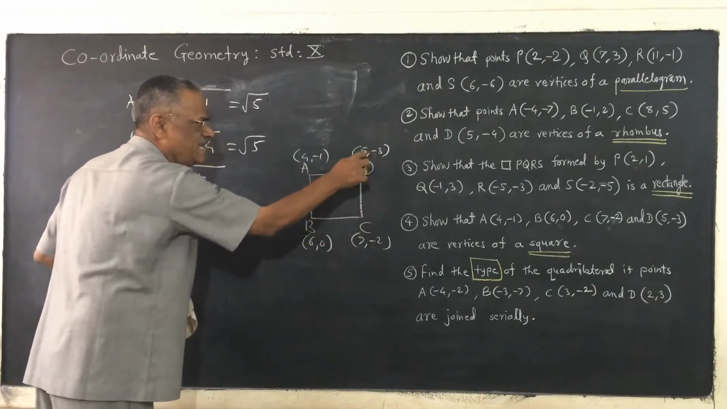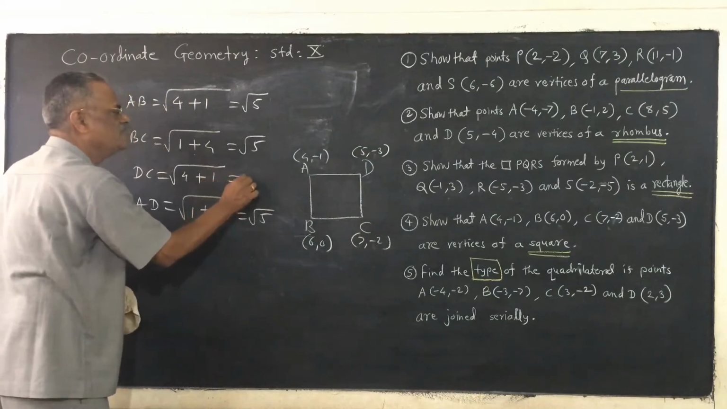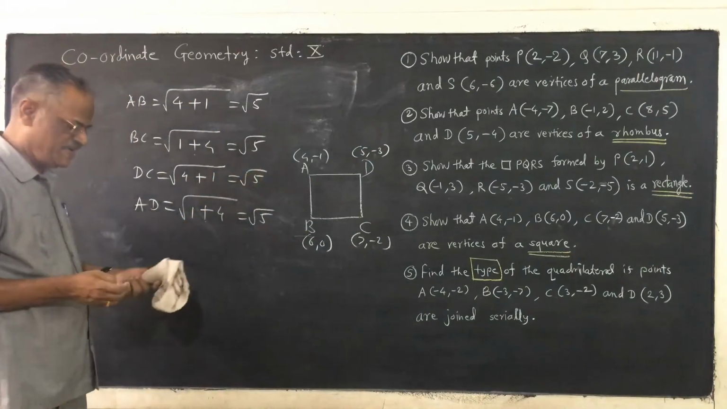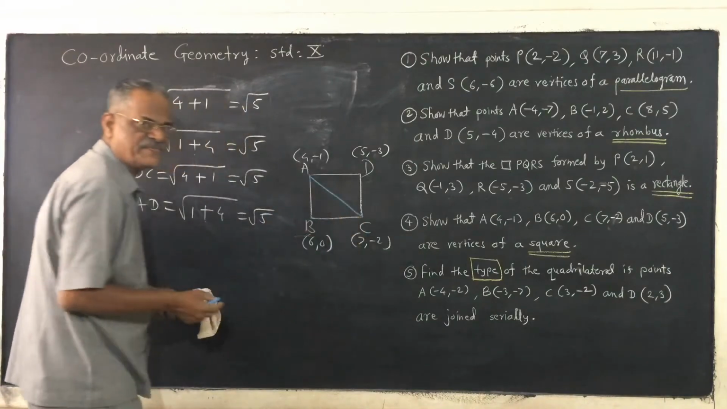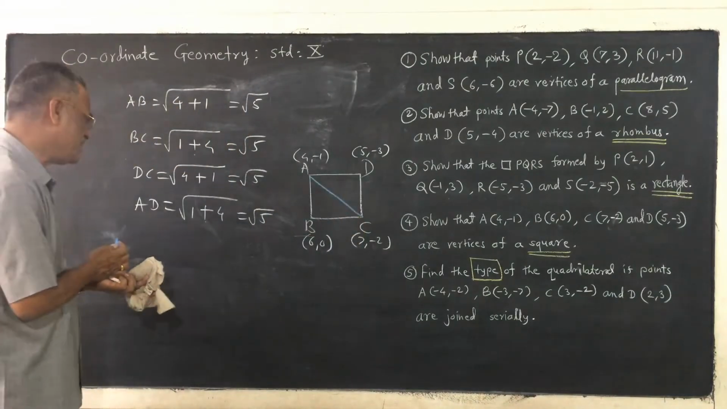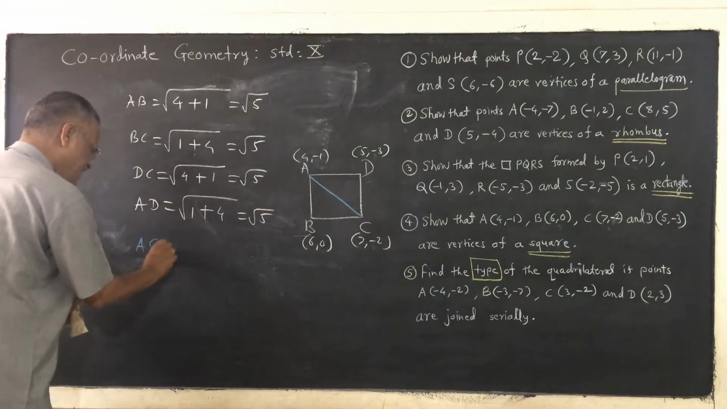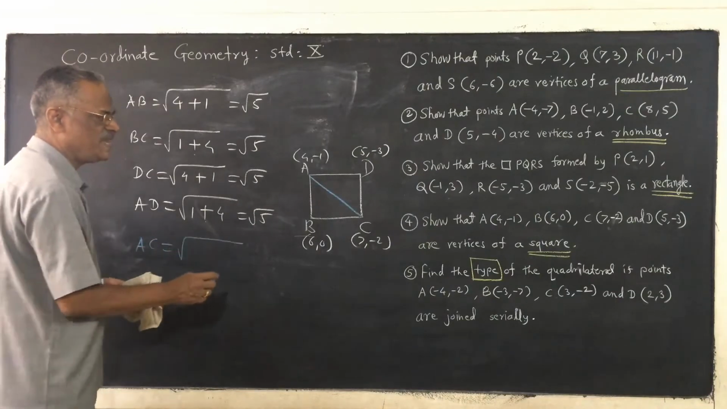Minus 2 plus 3 is 1, and 1 square is 1. So we are getting all sides equal. Now we have to calculate AC. AC is a diagonal, so calculate AC by using the distance formula.